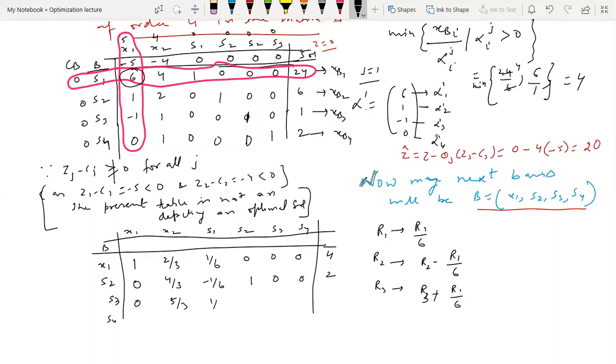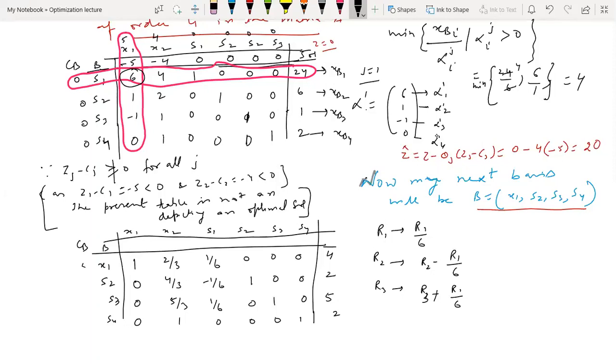0 plus 1 by 6 is 1 by 6, 0 plus 0 is 0, 1 plus 0 is 0, and 1 plus 4 is 5, and the last one is 0 because this is already 0, so I need not apply anything, so the last row remains the same. So, okay, and then you calculate your CB.